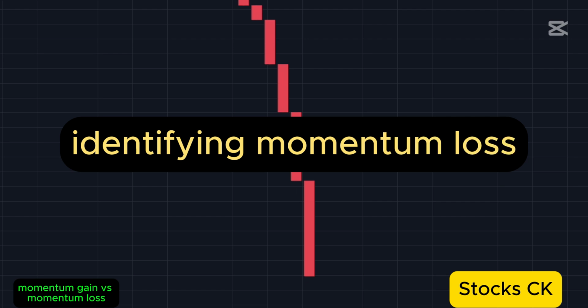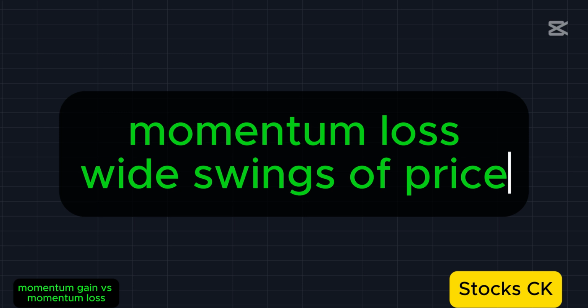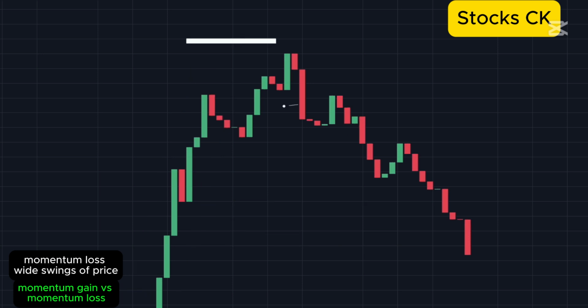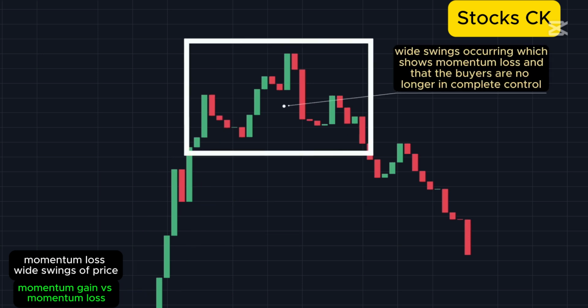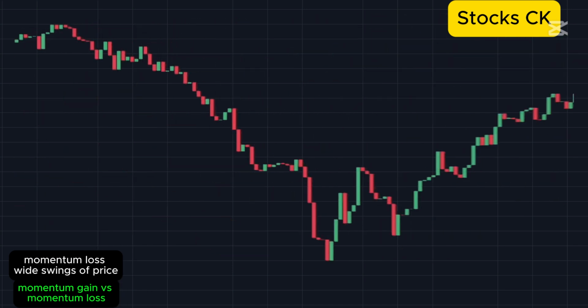Now moving on to identifying momentum loss. First, look for wide swings of price. So this uptrend here is tight price movement, which means the buyers are in full control. You then had wide swings occurring, which shows momentum loss, and that the buyers are no longer in complete control and can lead to a possible reversal of price, if paired with trend change price action going in the opposite direction.